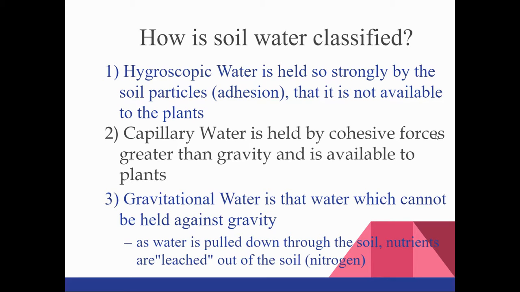Hygroscopic water is held so strongly by soil particles that it is not available to the plants. This is what we were talking about. That first layer of water around soil particles is going to be very hard for plants to pull away.